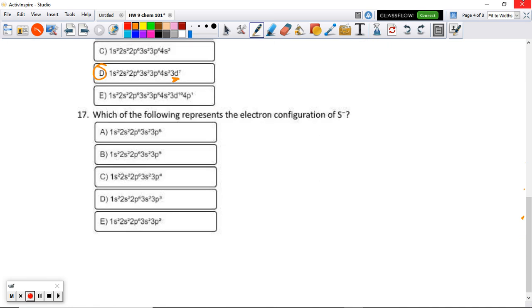Which of the following represents the electron configuration of sulfur -1? So if we're adding 1 electron to sulfur, it's going to move from having 4 electrons in it to 5. So the correct answer is B, 3p5. So this is the normal configuration of it. When we add 1 more electron, it becomes 3p5.